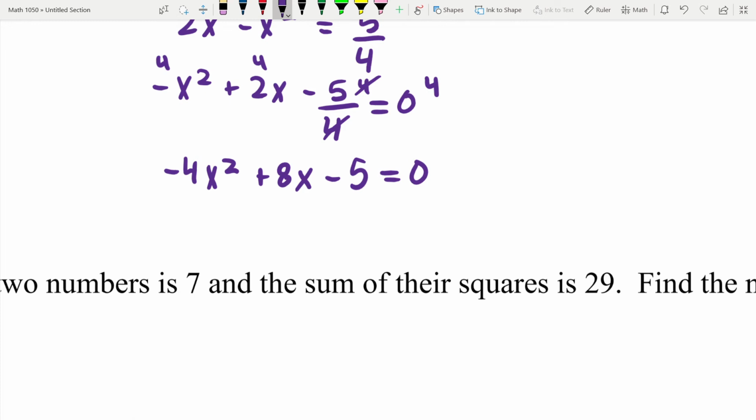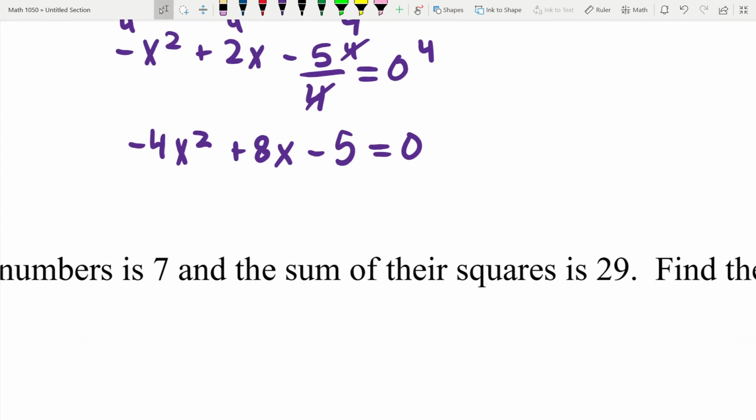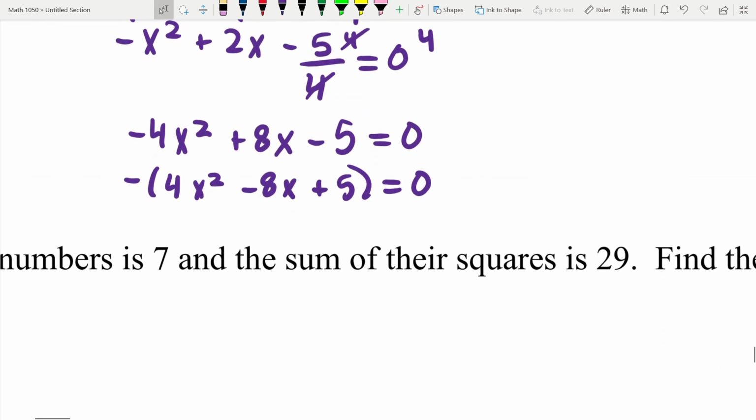Much nicer. Still ugly. What's ugly? The negative. Get rid of it right now. You could change all the signs. You could factor out a negative. I'm just going to factor out a negative. Okay? So it looks like this. Okay, I made a small little mistake. Not a big deal. This thing will not factor now. Do you see that it won't factor?